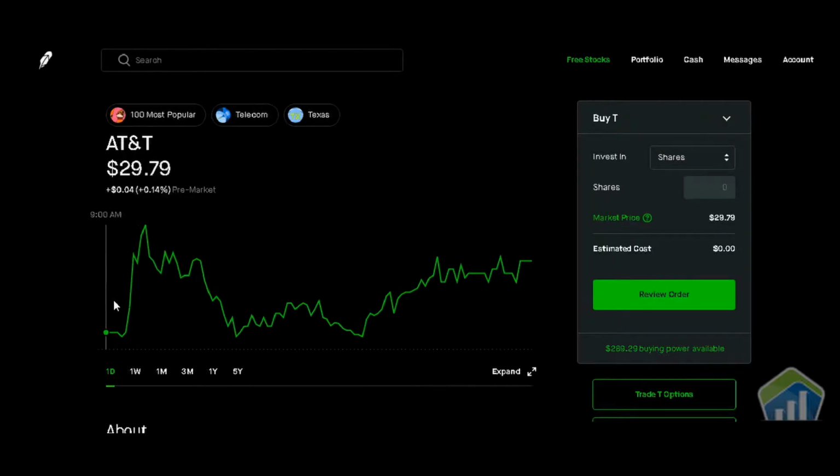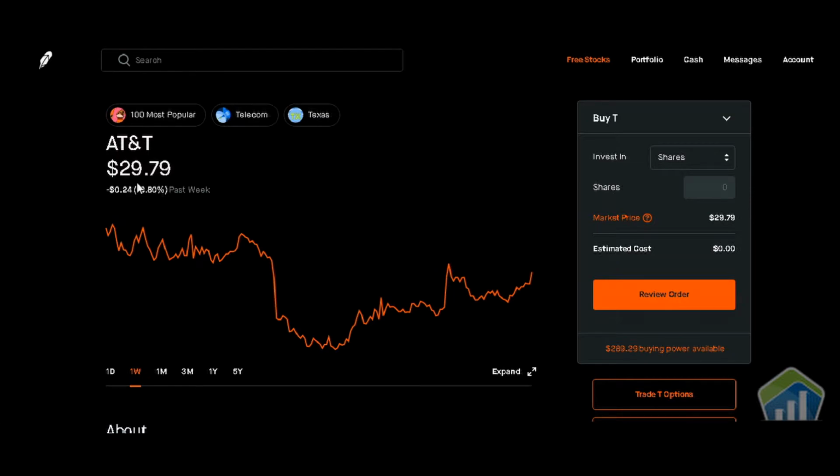What we're going to do is go right over into Robinhood. We're going to go over the charts real quick. This is the daily chart, positive 16 cents or positive 0.54% for the day for AT&T. And then after hours, we jumped another 8 cents or positive 0.27%.